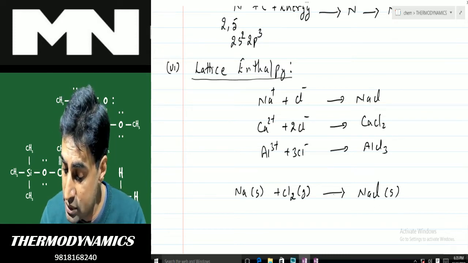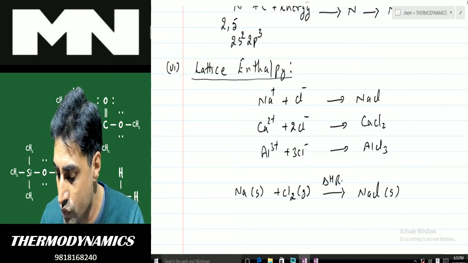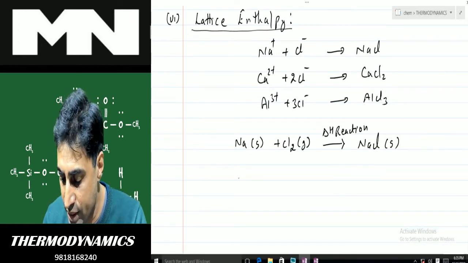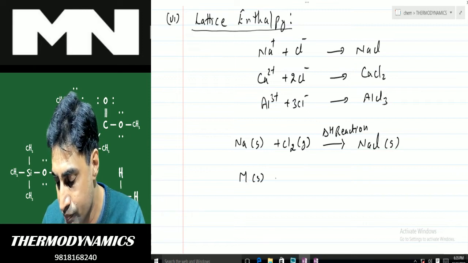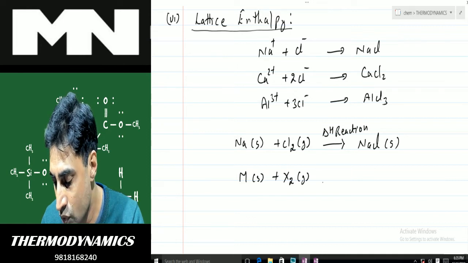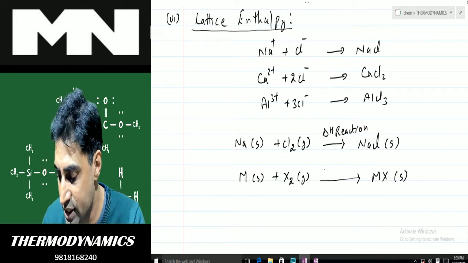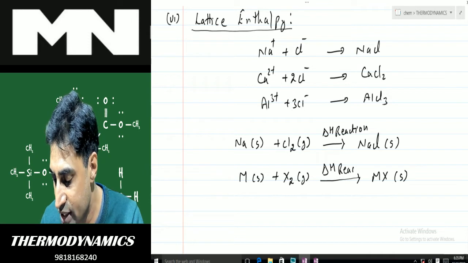Now what happens here, you will have some enthalpy change. I'll call it enthalpy of reaction. We'll take it in a generalized way. Sodium, I am replacing it by metal in the solid state plus non-metal in the gaseous state will give me salt in the solid state. And the enthalpy change is enthalpy of reaction.